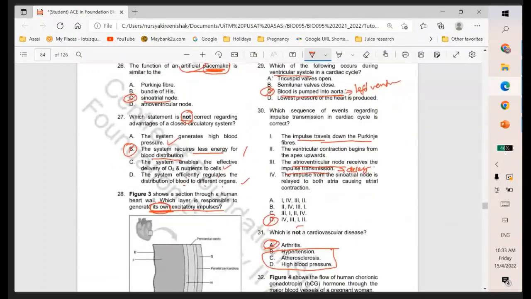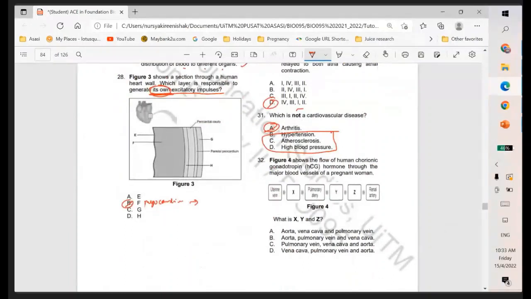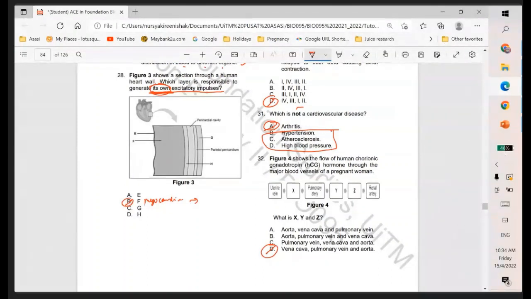Sufia. Figure 4 shows the flow of human chorionic gonadotropin, HCG hormone, through the major blood vessels of a pregnant woman. What is X, Y, and Z? My answer is D, vena cava, pulmonary vein, and aorta. Correct. HCG is a hormone used to detect whether or not a woman is pregnant.